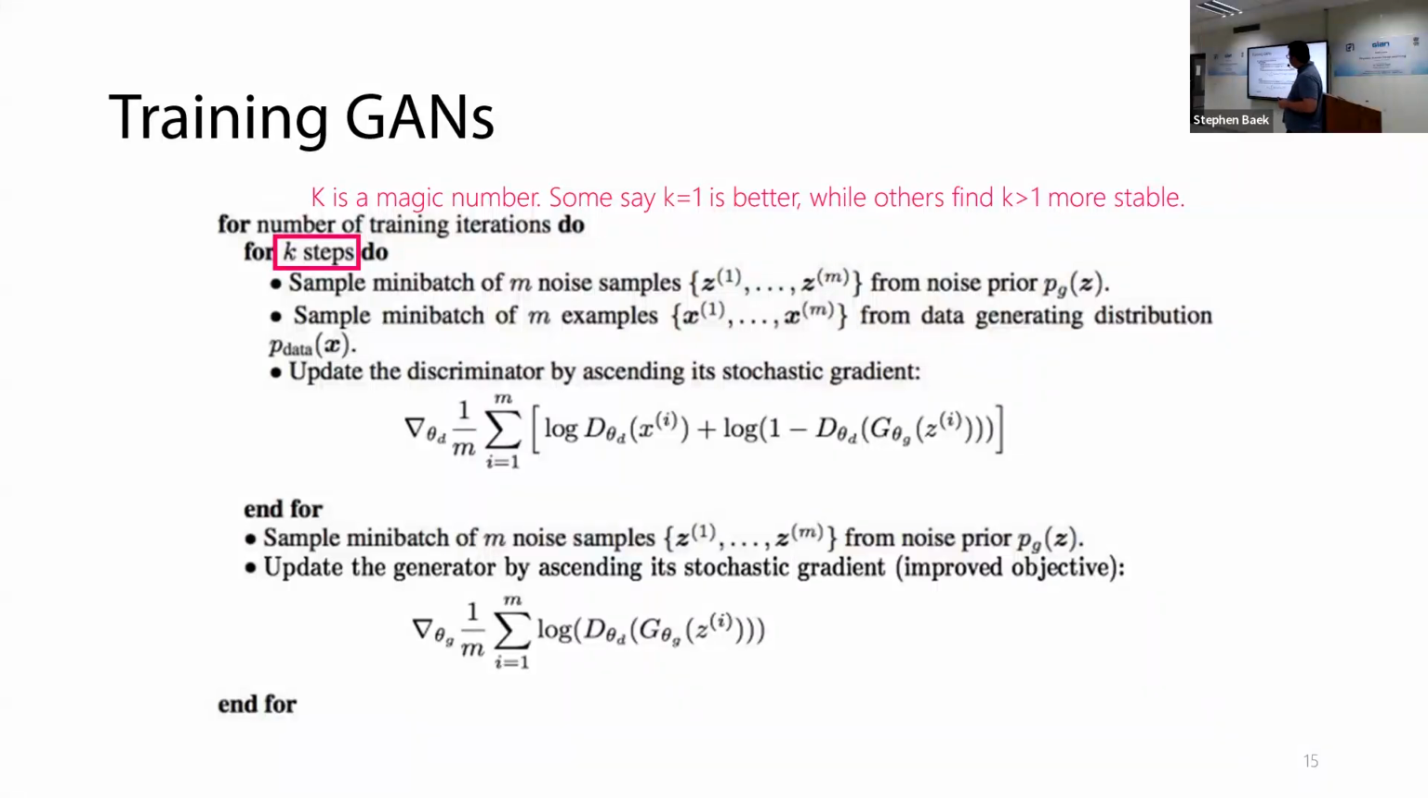I tend to prefer the small k, so that the discriminator gets updated much slower. But again, I guess it's sort of debatable.